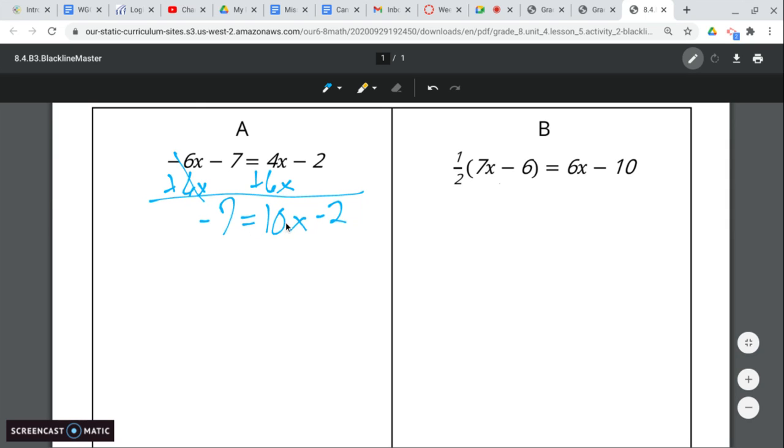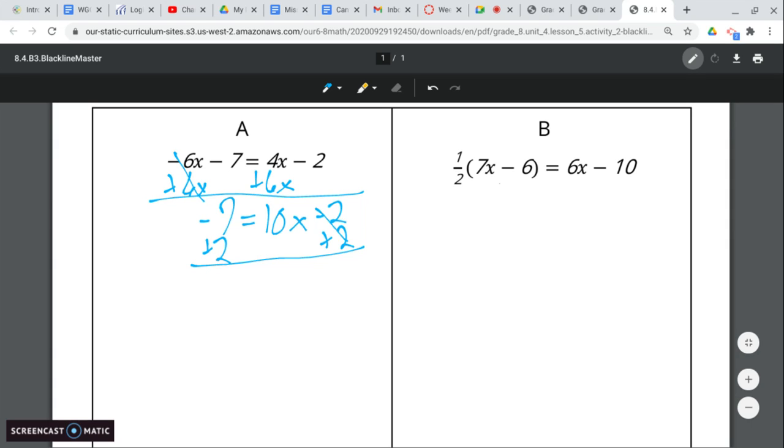So I have negative 7 equals 10x minus 2. So now my x's are combined. Now I need to combine my constants. So I'm going to move the 2 over to join the 7. Never bring everything all to the same side. We don't want to move both the negative 6x and the negative 7 to the other side because then it just equals 0 and then we just have to move it back so then we can divide. So don't do that, okay?